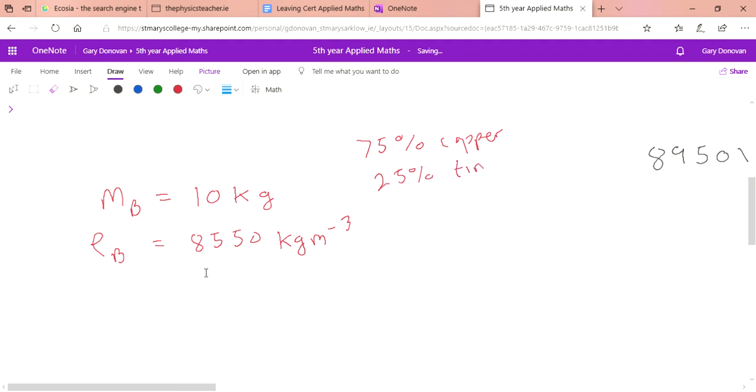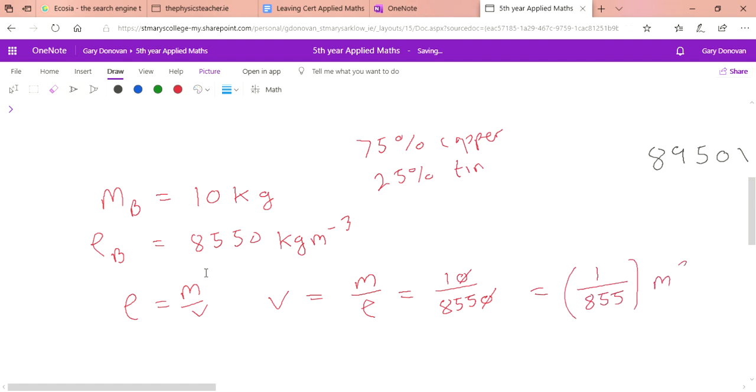Okay, so first of all, let's get the volume of the bell. So density equals mass over volume, so volume equals mass divided by density. So 10 divided by 8550. So the volume of the bell is 1 over 855 meters cubed. Now remember, that's the volume of the total bell.